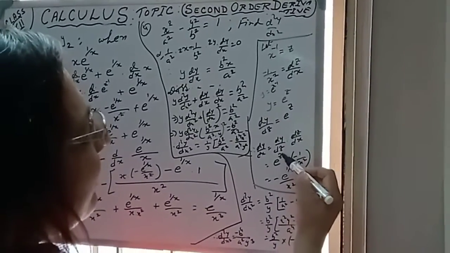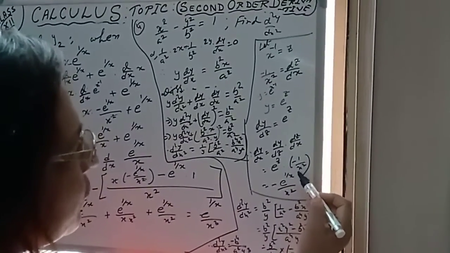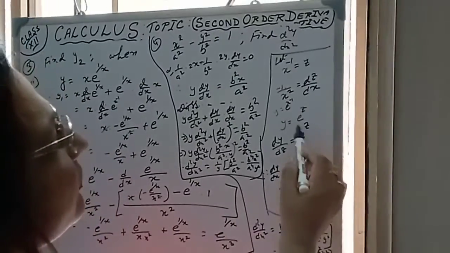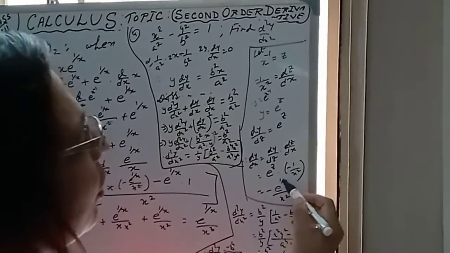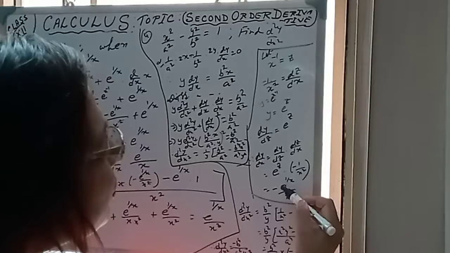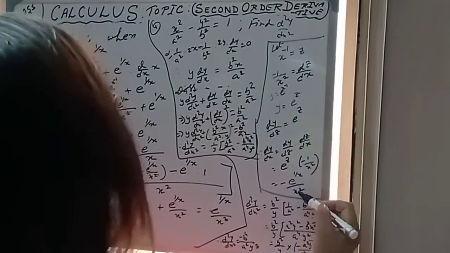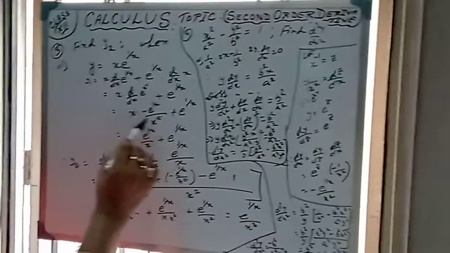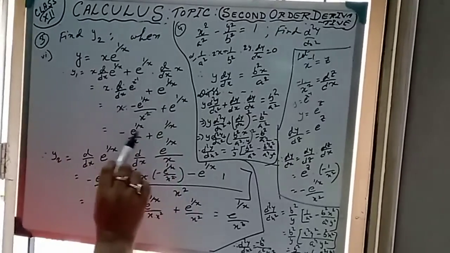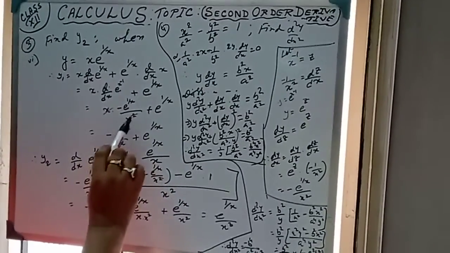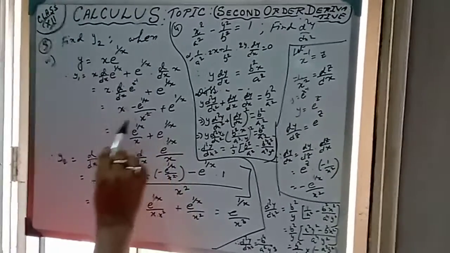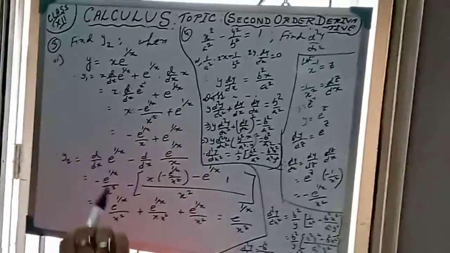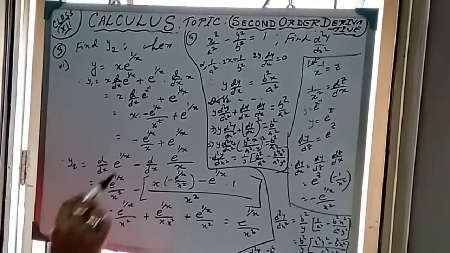So e to the power z into minus 1 by x square. e to the power z means, we know, e to the power 1 by x. So it is coming minus e to the power 1 by x square. Now this result we have written here only. Now minus e to the power 1 by x square, plus e to the power 1 by x. This is the result for y1.